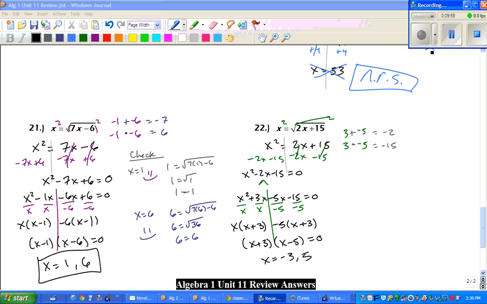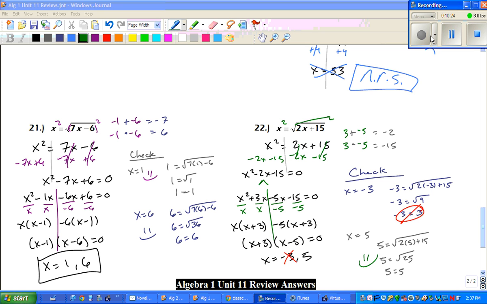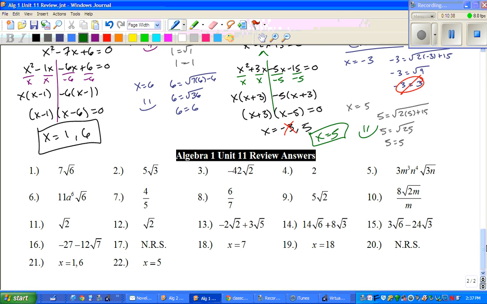Okay, well there's the work for factoring, and we get x equals negative 3 and 5. So the last thing that we need to do is the check. You need to check for negative 3 and check for positive 5. Go ahead and pause the video and finish it up. Okay, and then after completing the check, you should get that x equals 5. The negative 3 did not work out. And, oh, what do you know? There are all the answers right there.